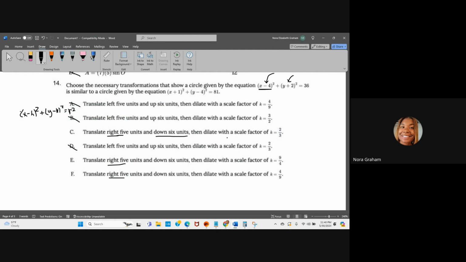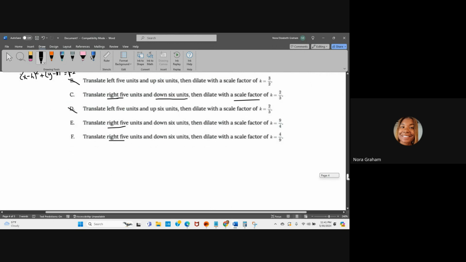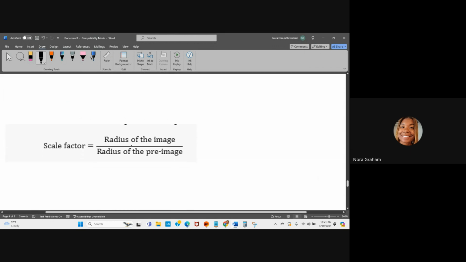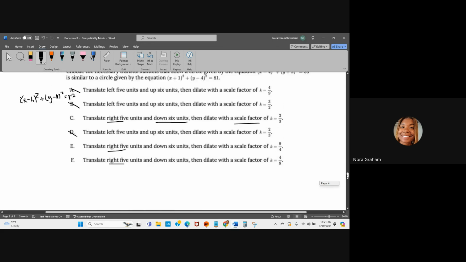And then after that, we want to see our dilation. Dilation, or our scale factor of dilation, is basically going to be the radius of our image divided by the radius of our pre-image, right? So from our start radius over our end radius.